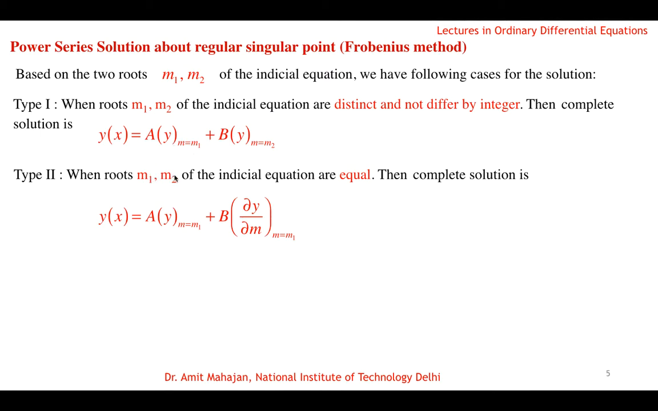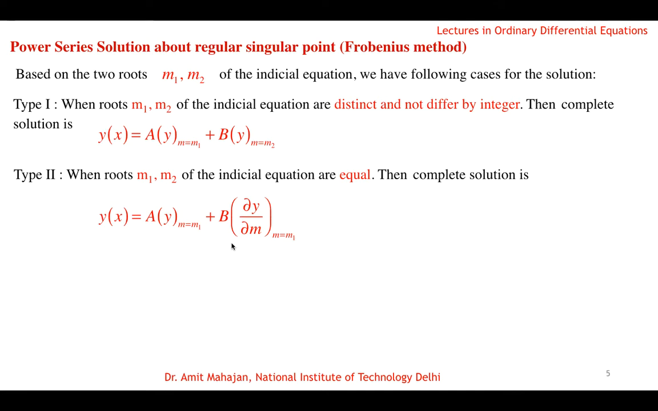But then the complete solution is that we calculate one solution at m1, where m1 is equal to m2. The second solution is calculated from this first solution by taking the derivative with respect to m and then plugging in m as m1. So the complete solution is a times the solution at m equal to m1, plus b times the derivative of y with respect to m, with m equal to m1 plugged in. So this is case 2.